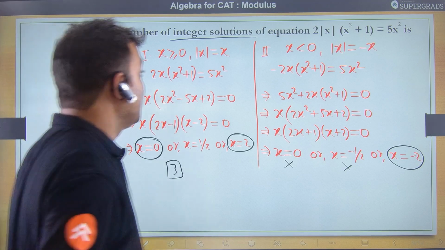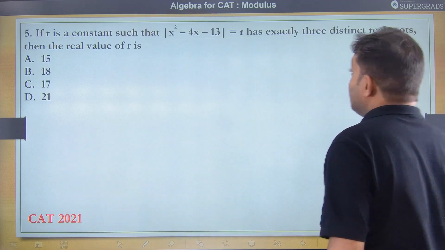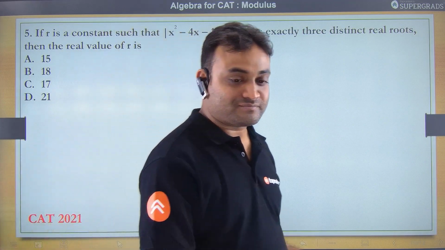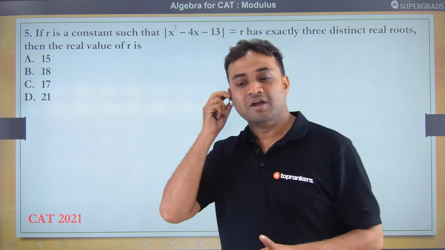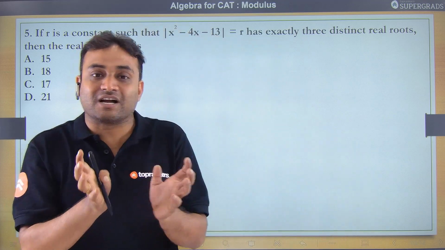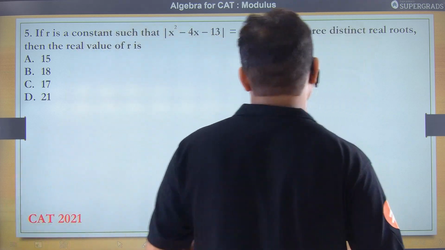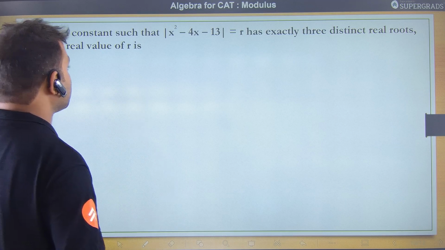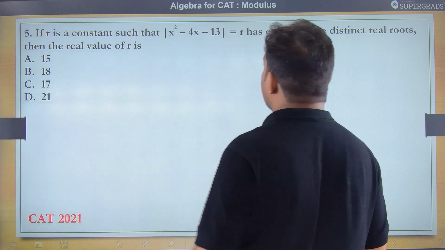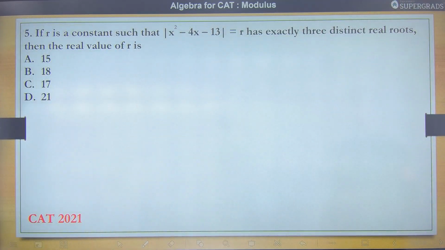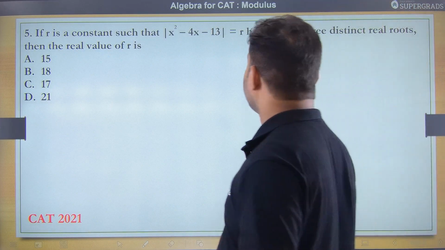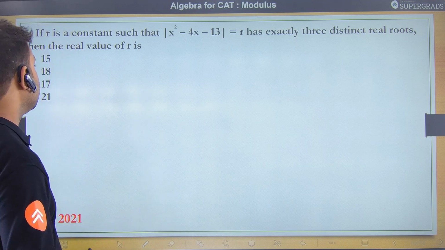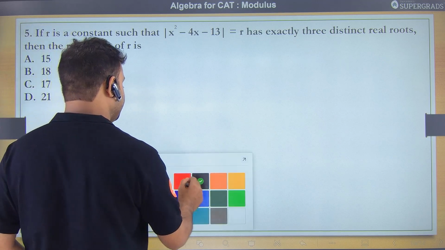Now, let's try one more question. And this is a very interesting question, quite a fun question, a mixture of modulus and quadratic. So let's try to understand. It says if r is a constant such that mod of x square minus 4x minus 13 is equal to r has exactly three distinct real roots, then the real value of r is.